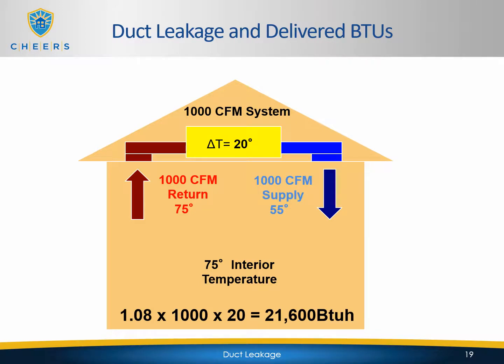So if we plug those numbers into our formula, you're going to have 1.08 times 1000, which is the amount of air being supplied, times 20, which is the delta T, which equals 21,600 BTUs delivered.